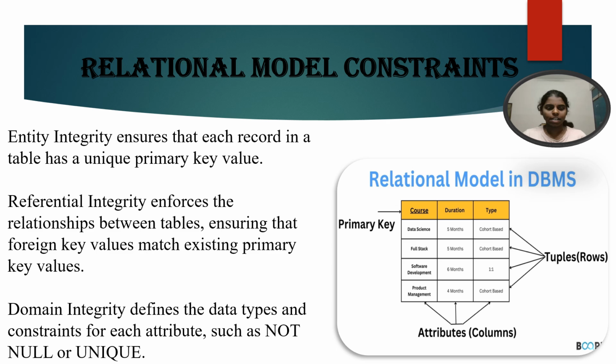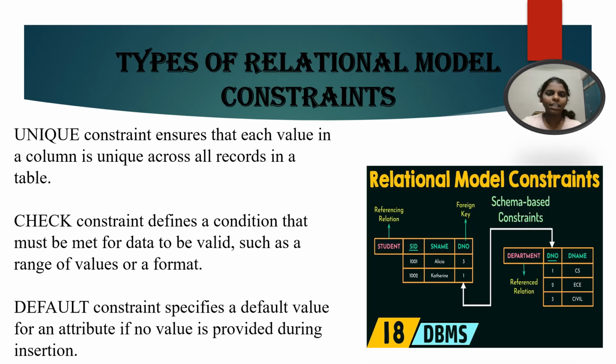Relational model constraints. Entity integrity ensures that each record in a table has a unique primary key value. Referential integrity enforces the relationships between tables, ensuring that foreign key values match existing primary key values. Domain integrity defines the data type and constraints for each attribute, such as not null and unique, as you can see in the image.